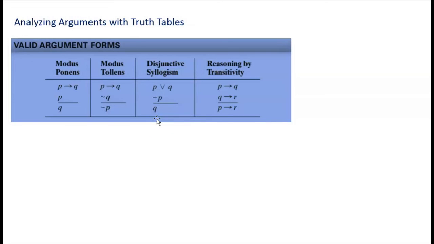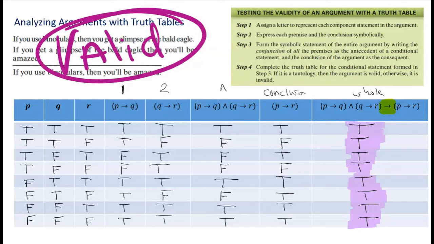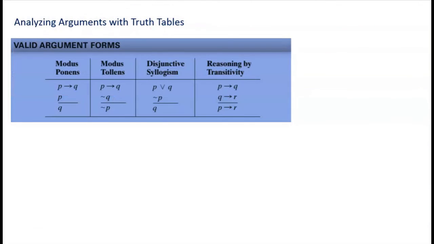And then reasoning by transitivity, that was actually our very first problem, back in the part 1 video. Remember, if you use binoculars, then you get a glimpse of the bald eagle. Well, if you get a glimpse of the bald eagle, then you're amazed. So can we say if you use binoculars, then you'd be amazed? Absolutely. That is the transitivity problem. So here we go. P implies Q, Q implies R, P implies R, reasoning by transitivity.